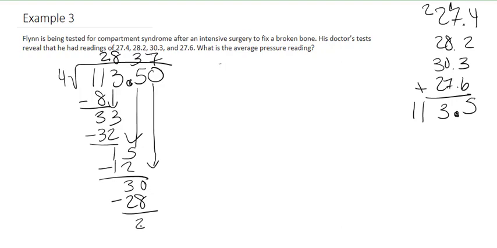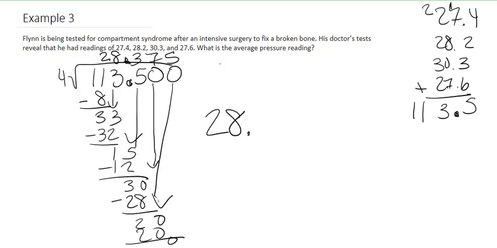Now, because we're not done, let's add another 0. So 4 goes into 20 5 times. So now 4 times 5 is 20, which leaves 0. So now we're done. So now we need to just bring up that decimal and then we're really done. So our answer is 28.375.